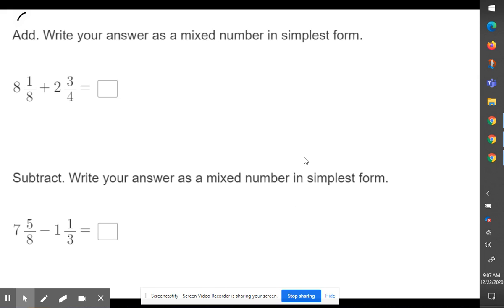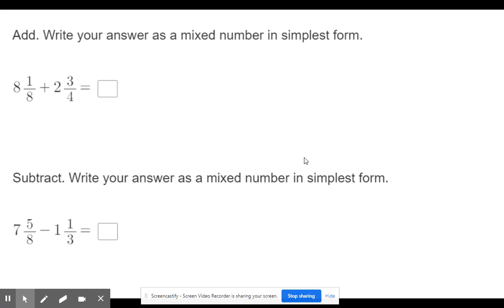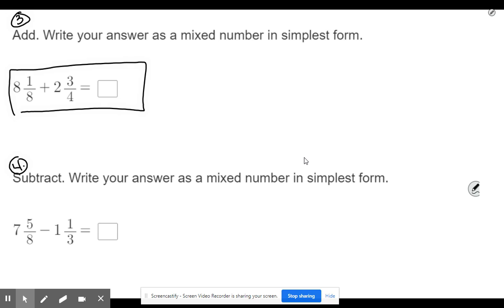Okay. Now the next question, question number 3, says that you need to add, but then write your answer as a mixed number in its simplest form. So this is number 3, and this will be number 4. Okay. So since there aren't story problems, we don't have to wonder which way we're going to do them. So you need to write this question down and write this question down in those other two boxes.